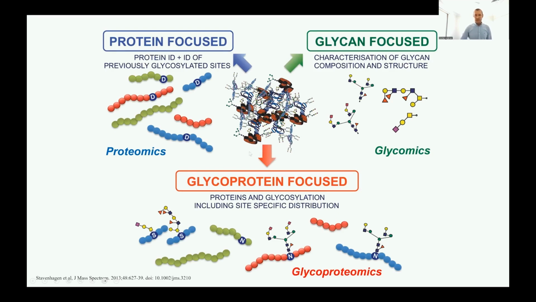As you can imagine, from a glycoprotein mixture, we can then decide to take different routes. We can decide to take a glycan-focused route where we look at the released glycans using glycomics, and that's what I'll be focusing on today. We can also look at the previously glycosylated sites to simply identify the glycosylation sites, or we can leave the glycans on the peptides and then study them as an intact molecule to get more site-specific distribution information.